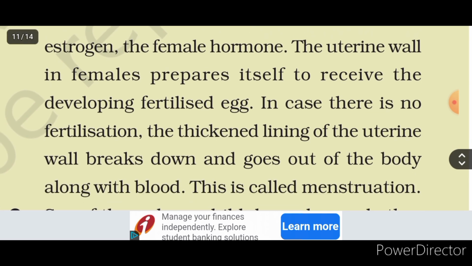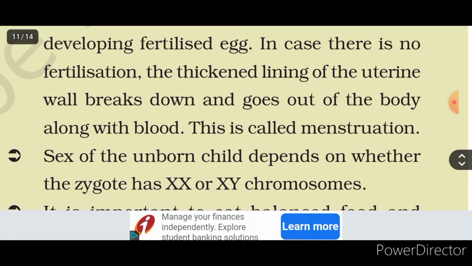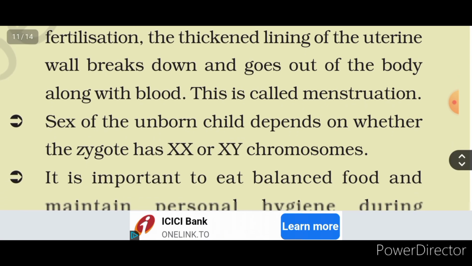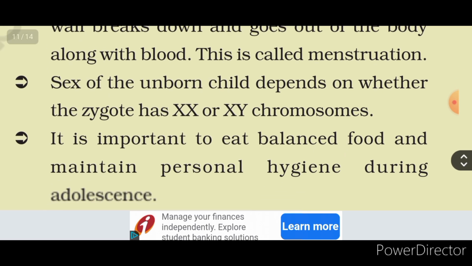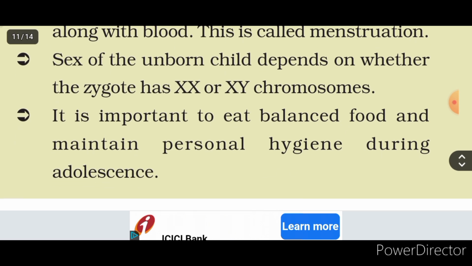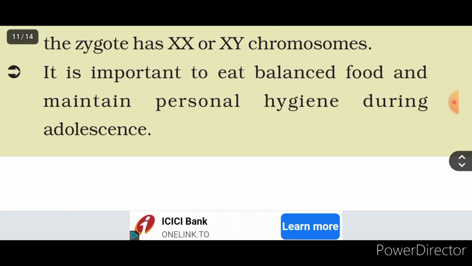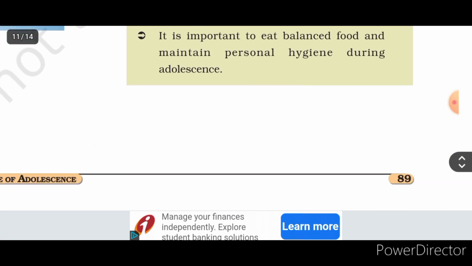The uterine wall in females prepares itself to receive the developing fertilized egg. In case there is no fertilization, the thickened lining of the uterine wall breaks down and goes out of the body along with blood. This is called menstruation. Sex of the unborn child depends on whether the zygote has XX or XY chromosomes. It is important to eat balanced food and maintain personal hygiene during adolescence.